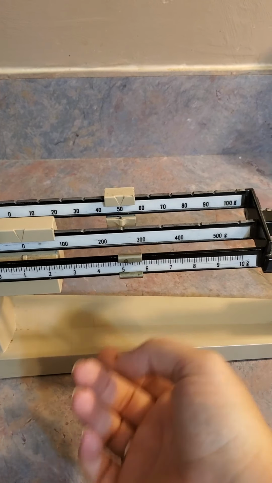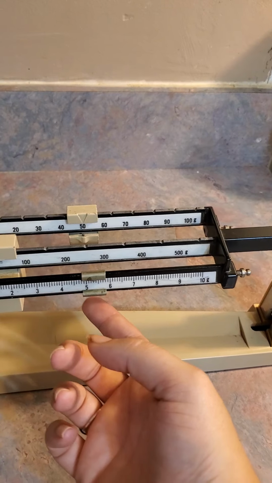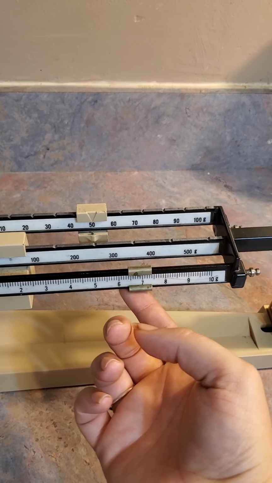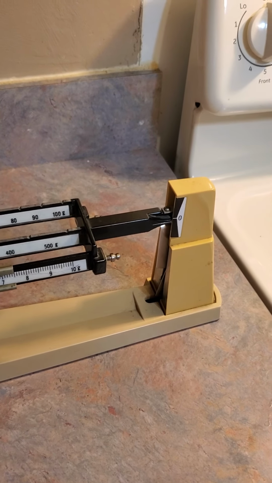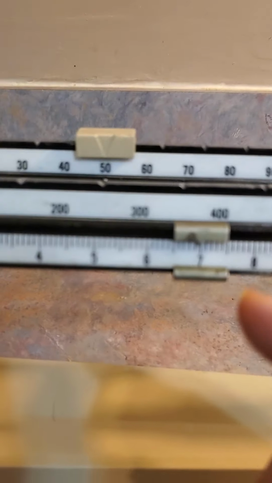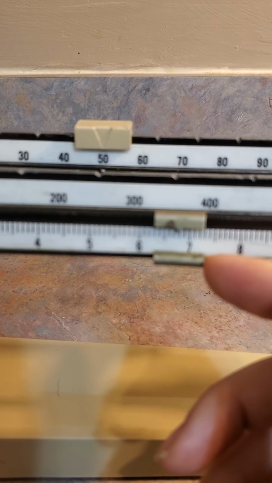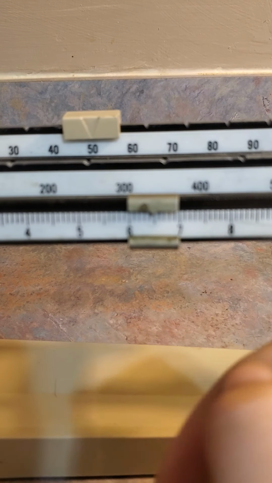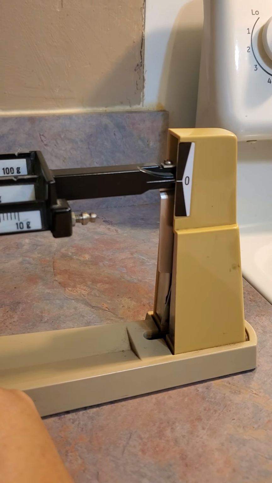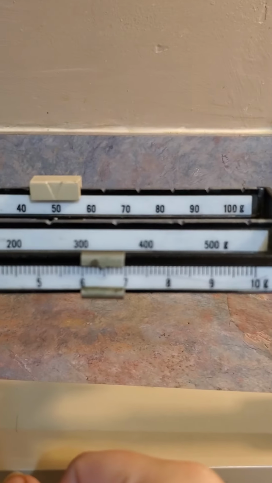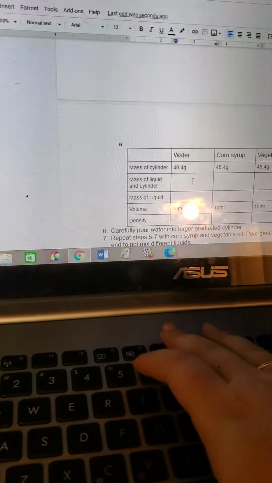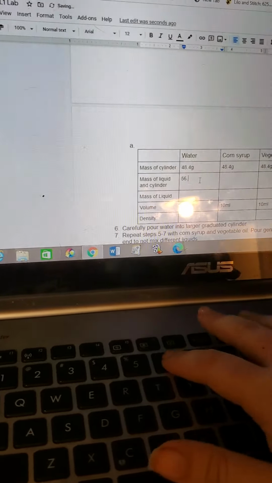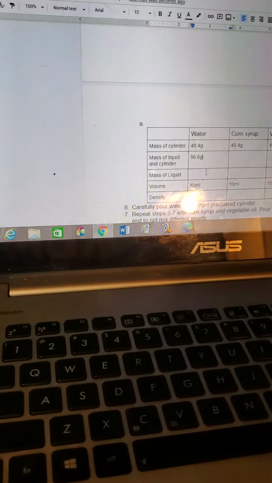So now we're going to go back. Let's try 55. Still light. Let's try 57. Alright, it's too heavy. So, once again, we're going to go back. Okay, and that's going to be 56.5. 56.5. So, with the cylinder, we're going to be 56.5 grams. Now we need to get the mass of the liquid.